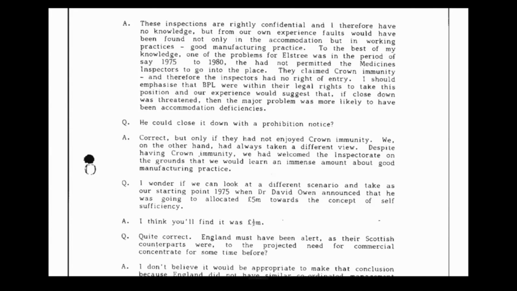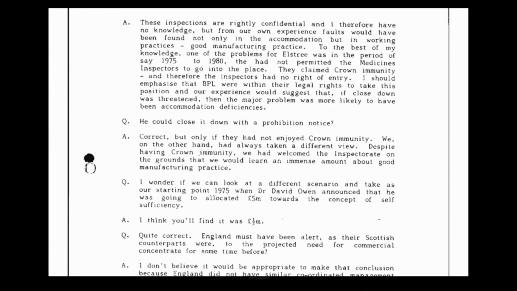And then he says this, that's the SMBTS PFC, on the other hand, had always taken a different view. Despite having Crown immunity, we'd welcomed the Inspectorate on the grounds that we would learn an immense amount about good manufacturing practice. The discussion then turns to Dr. David Owen's announcement of the £500,000 towards the concept of self-sufficiency.